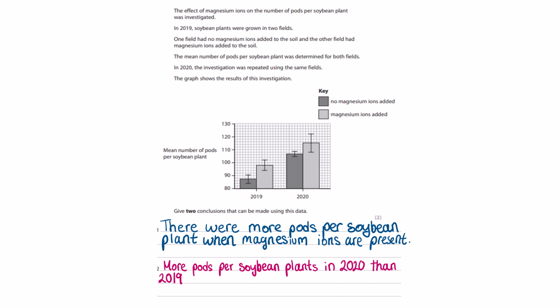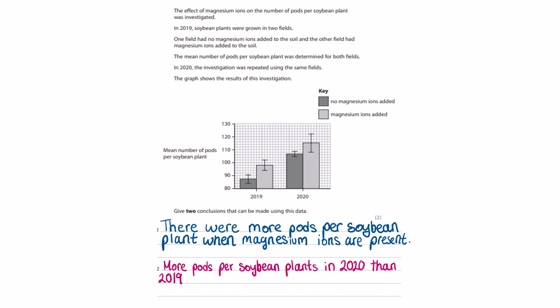It's maybe around 80, 87 or something like that. Whereas the one with magnesium ions, it's significantly greater. It's closer to 100. And in 2020, it's also the same trend. However, it's even a higher number of mean pods overall. So give 2 conclusions that can be made using this data.